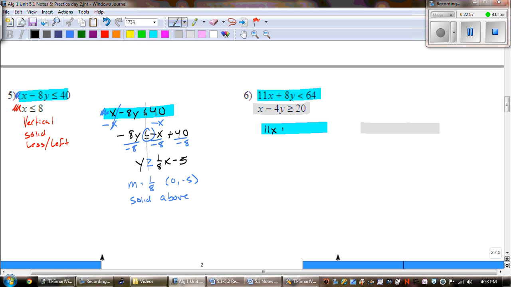Okay, so we have 11x plus 8y is less than 64. And then we have x minus 4y is greater than or equal to 20. So this is going to be my red line, and this will be my blue line. As I'm just looking ahead, remember that's a -4, so it means you're going to be dividing by a negative. Okay? So go ahead and pause the video. You're going to solve and graph and shade. Guys, you're doing everything all on your own. Pause the video. Good luck.